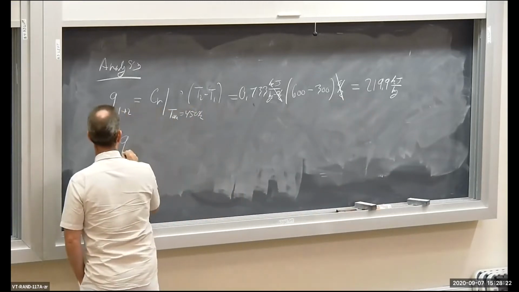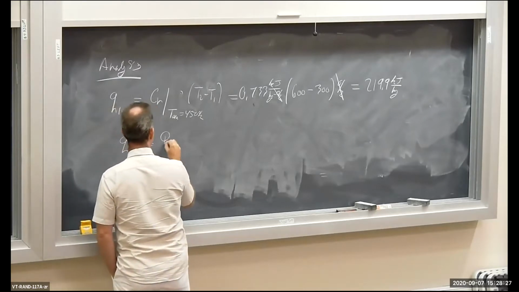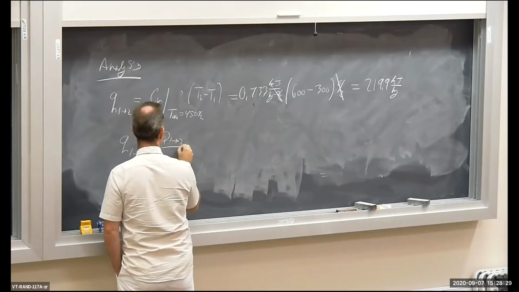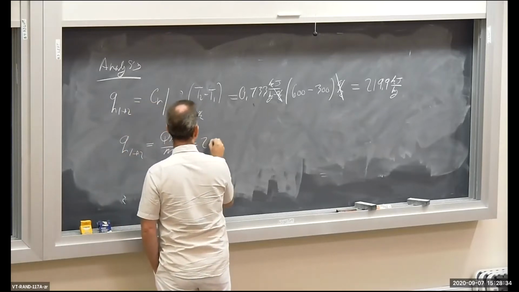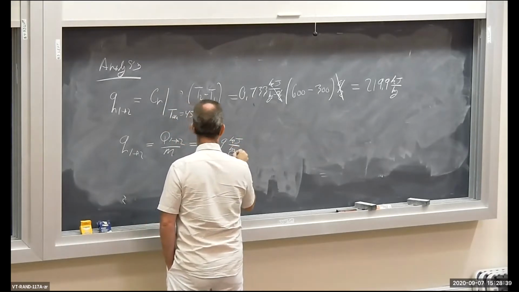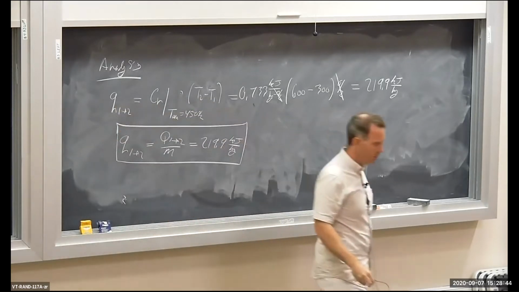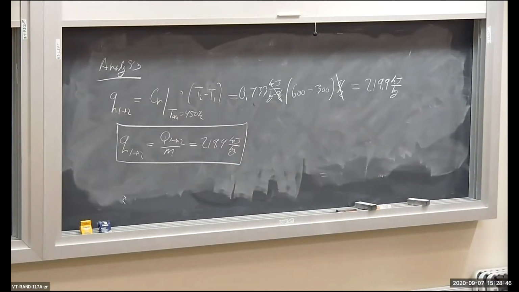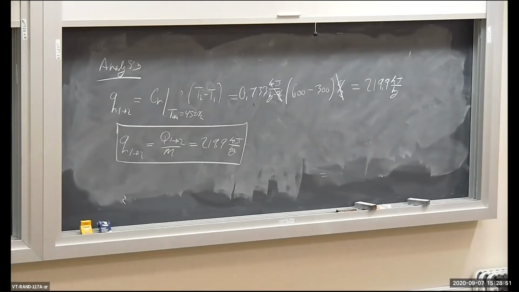So Q, lowercase q, Q1 to 2, which is the heat transfer from state 1 to state 2 per unit mass, is equal to 219.9 kilojoules per kilogram. Box it up. Done. Over. First use of specific heats in a problem. How to calculate the heat transfer to heat up air over an isochoric process. Okay?